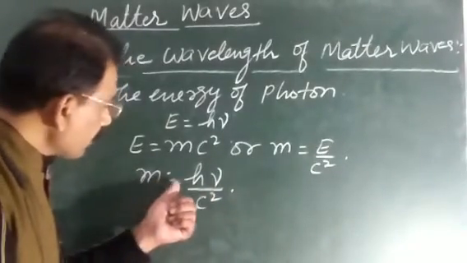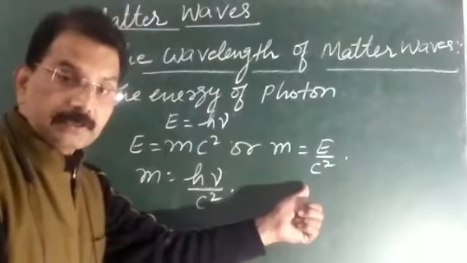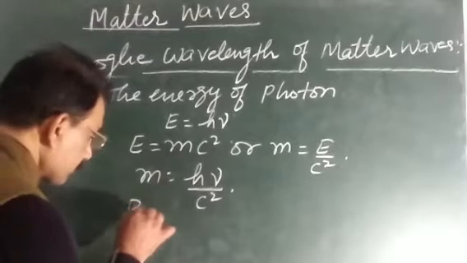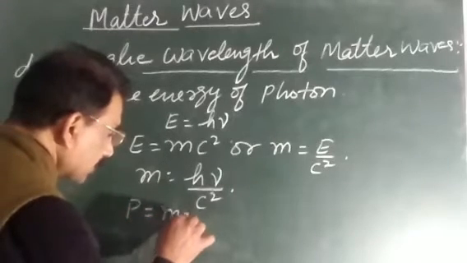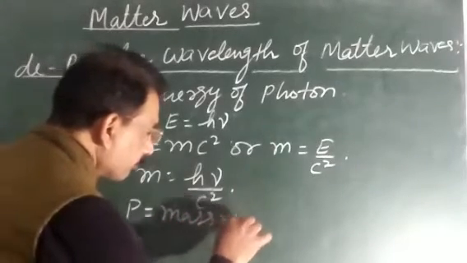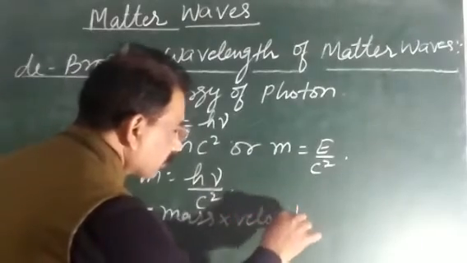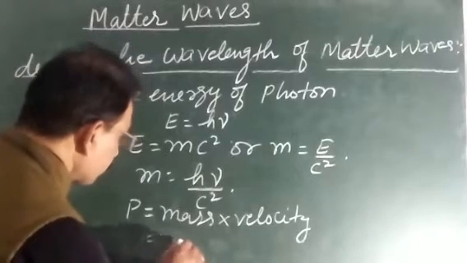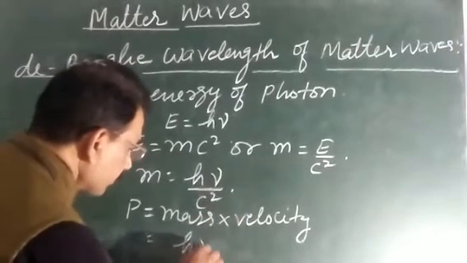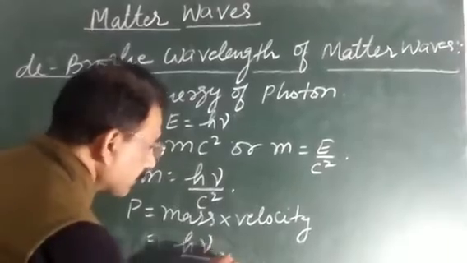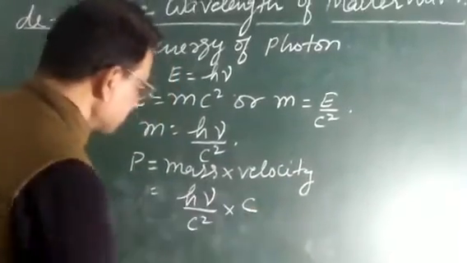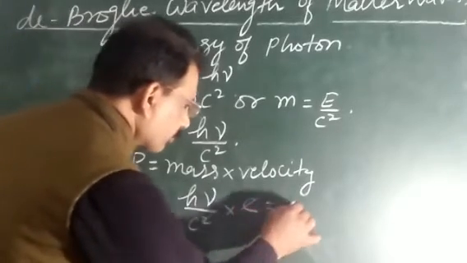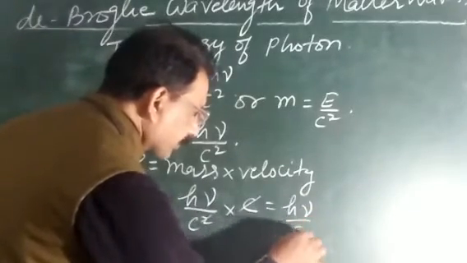Since the photon travels with the speed of light, the momentum of the photon p is equal to the mass of the photon into its velocity. Simply, this is equal to h nu by c square into, in place of velocity, c, since the photon travels with the speed of light. So c is cancelled by c, and here you will get h nu by c.